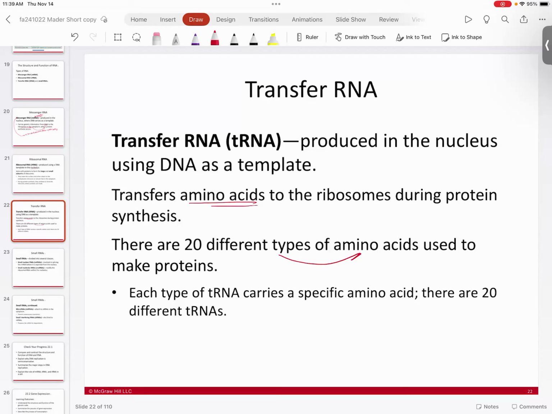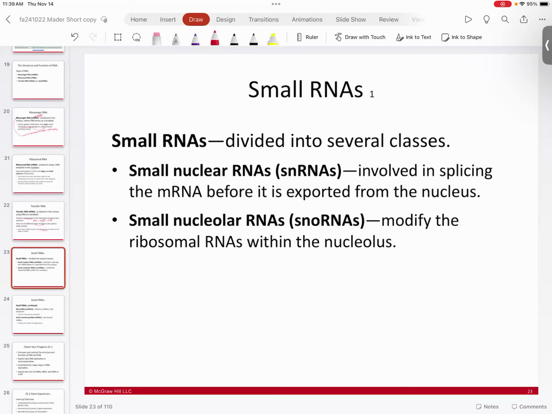For instance, the DNA code that is AAA will transcribe into an mRNA that is UUU, and then that will be taken by the tRNA, and it'll translate that into an amino acid selection, which is, in this case, phenylalanine. And so each tRNA has a specific amino acid. And so there's about 20 or so different tRNAs.